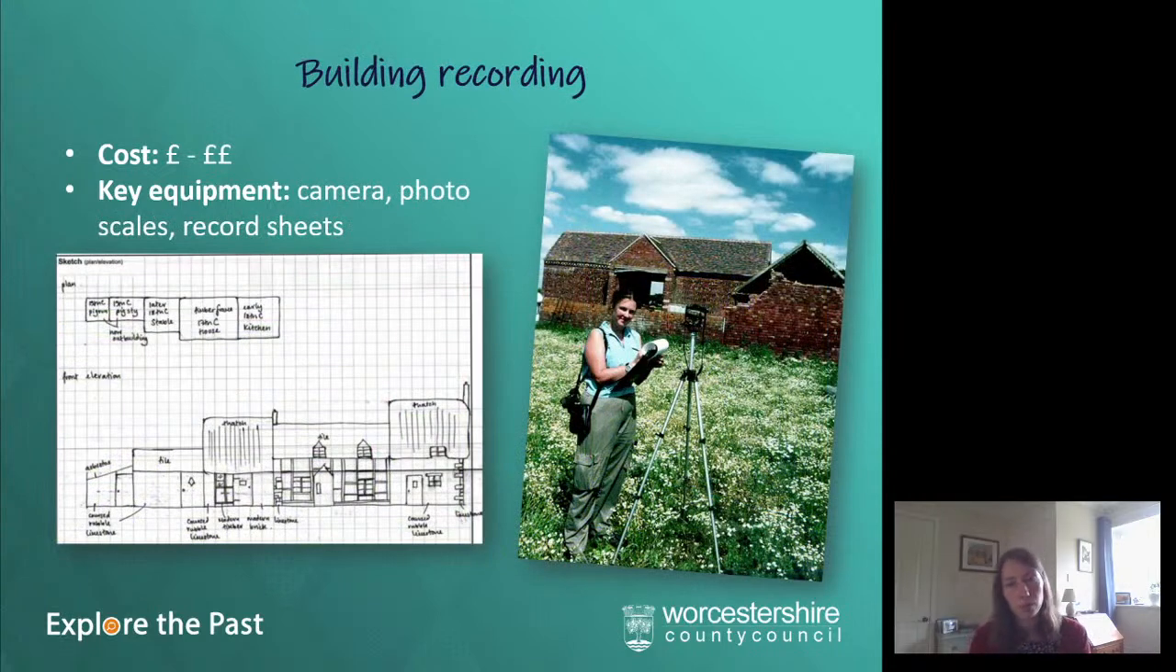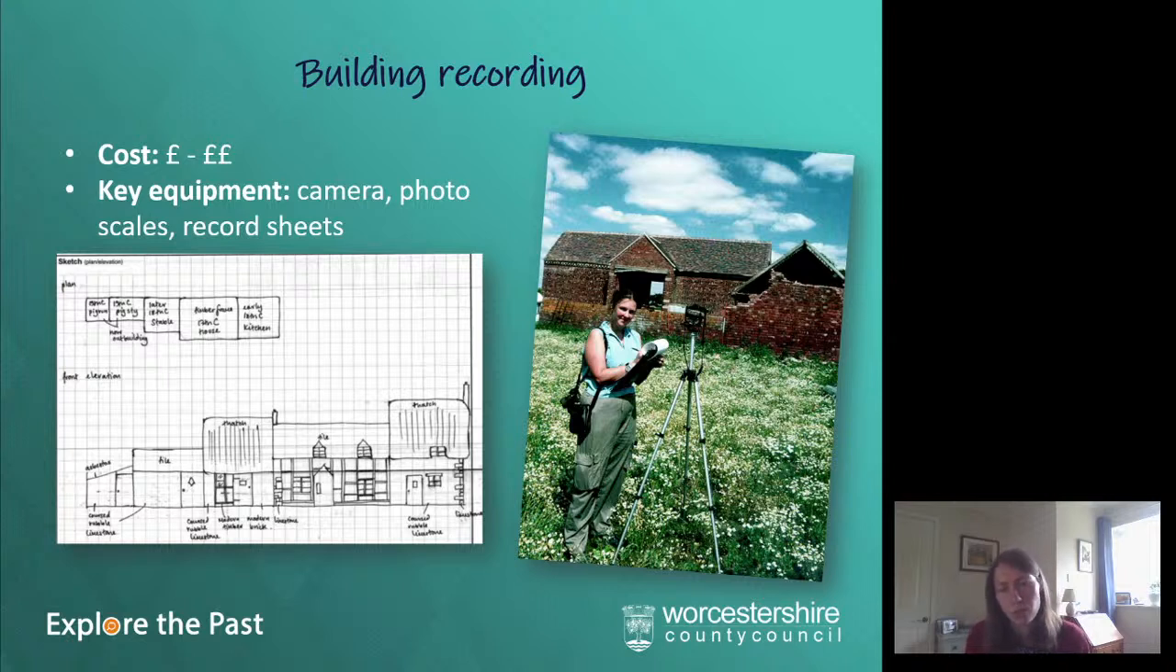So moving on now to building recordings. This is another method that doesn't require too much equipment. The aim of a building recording is usually to create a snapshot of a building as it is now and to understand a bit about its history. It usually involves a photographic survey, creating a written description, and doing sketch drawings of both the building's plan, so what it looks like from above, and its external walls.